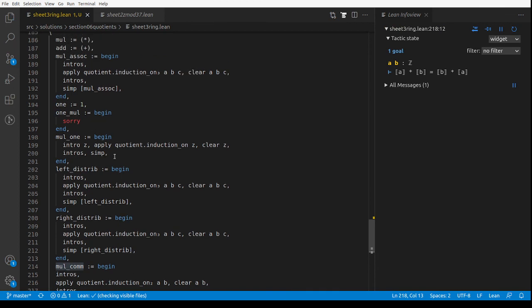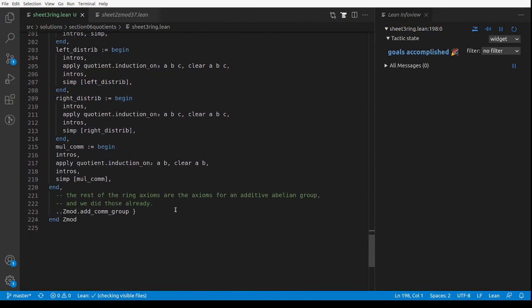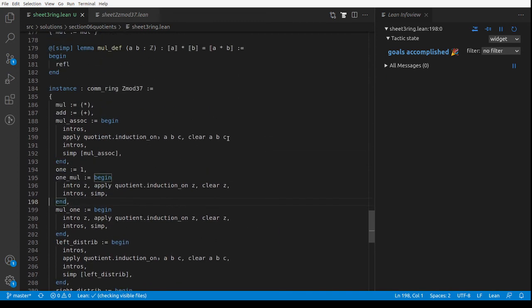Have we done mul_one? Yeah. We've done mul_one. I think I was doing one_mul and I randomly posted the wrong thing. There we go. The simplifier knows one_mul, so we don't need to tell it. And that looks like that's the end of everything. There you go. So ZMod 37 is a ring.